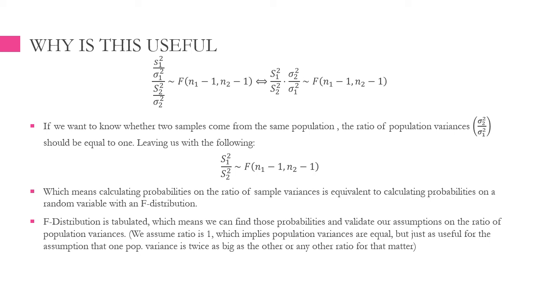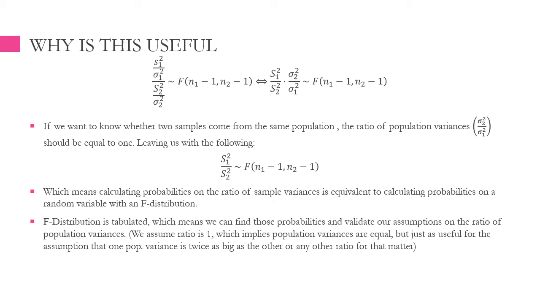Basically that means that because the F distribution is tabulated, which means we have probabilities for the F distributions, we can find the probabilities of seeing the ratio of sample variances being equal to a certain number, and we can validate our assumption about whether our sigma squareds are equal, that the ratio of them is equal to 1.